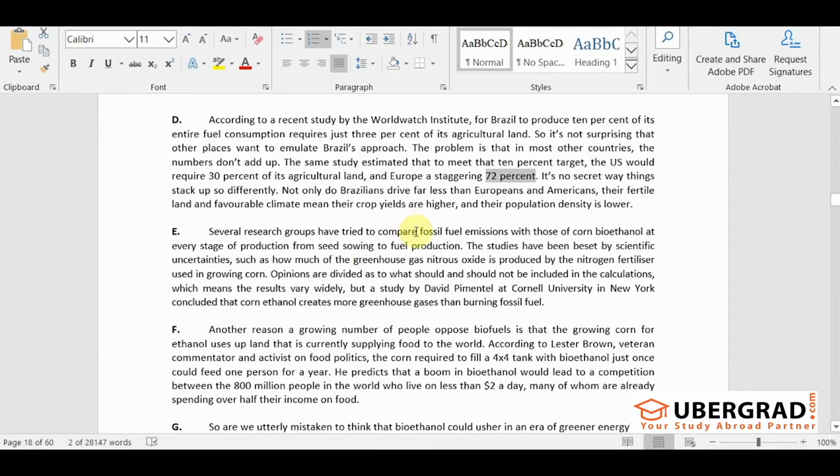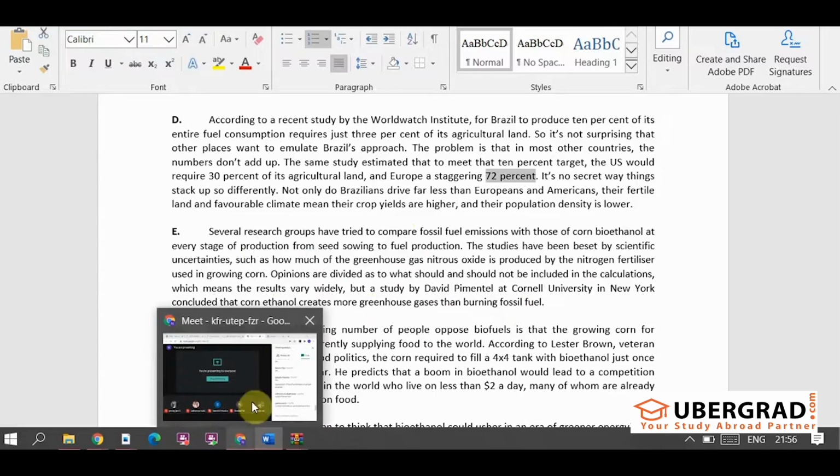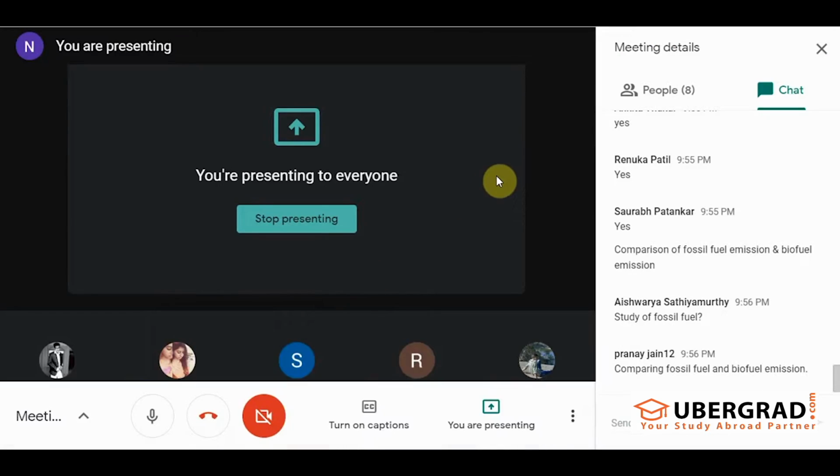Several research groups have tried to compare fossil fuel emissions with those of corn ethanol at every stage of production from seed sowing to fuel production. So they are comparing the emissions from fossil fuel and with corn ethanol. And what have they found? A study by David Pimentel at the Cornell University in New York concluded that corn ethanol creates more greenhouse gases than burning fossil fuels. So they are comparing, and on the basis of the comparison, they have drawn a conclusion.